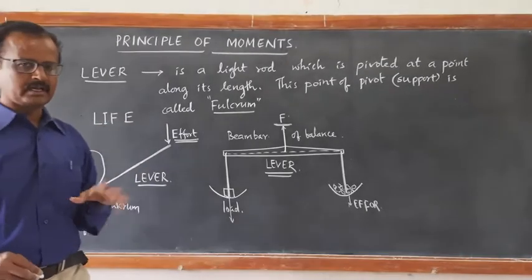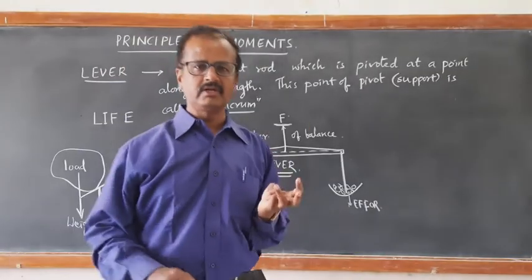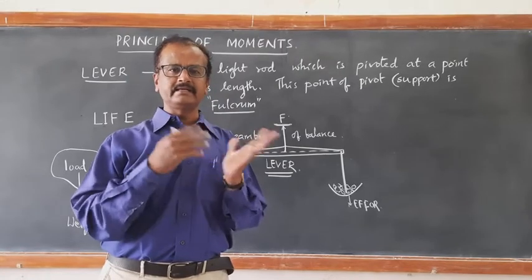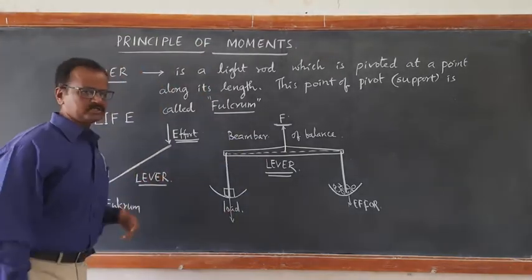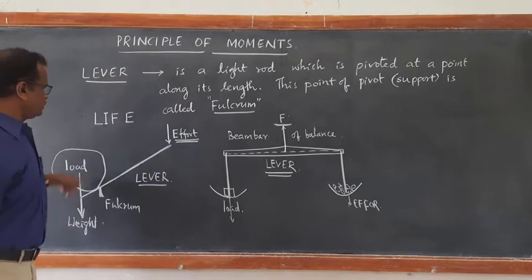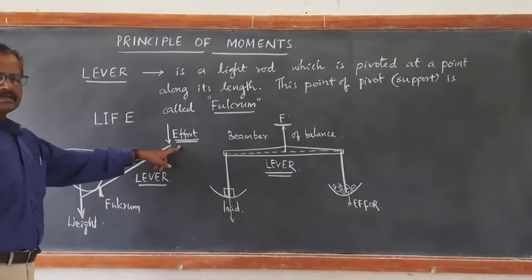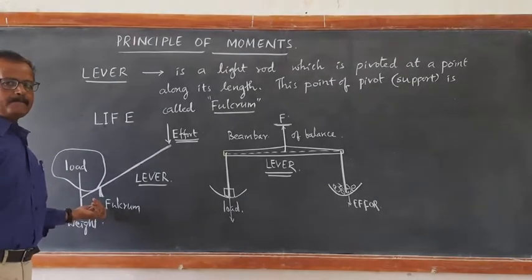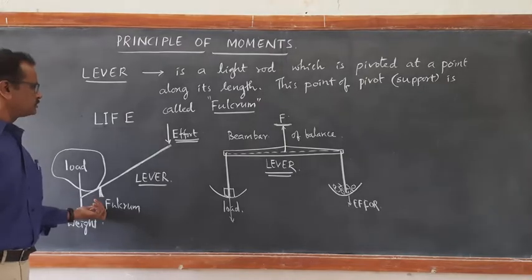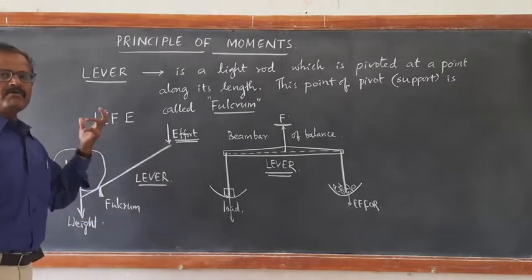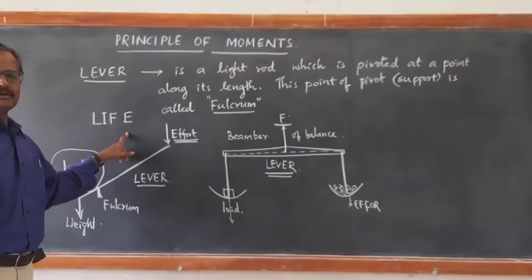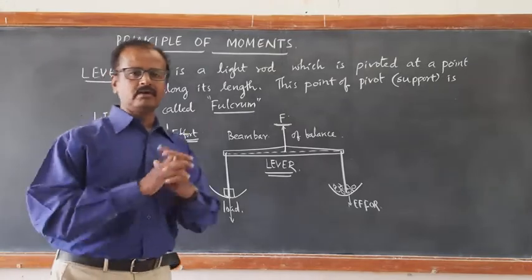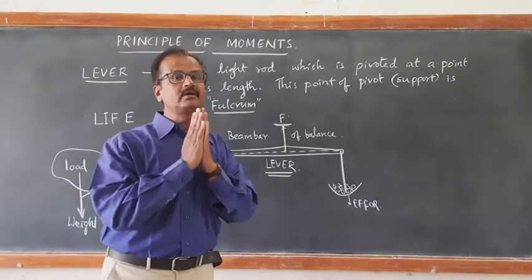There are three orders of lever: first order lever, second order lever, and third order lever. We will learn them later. First we will learn the lever of first order: load at one end, effort at another end, and fulcrum in between, which will be acting as a point of pivot, point of support. So this acts as a lever of first order, LIFE, easy to remember. What are the levers of second order, third order? We will learn them later.